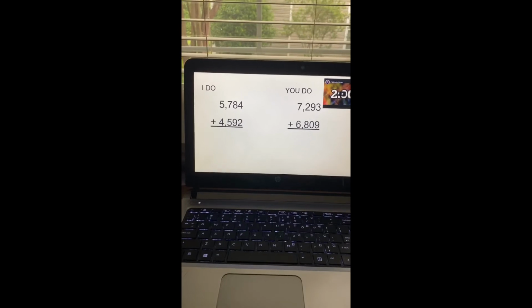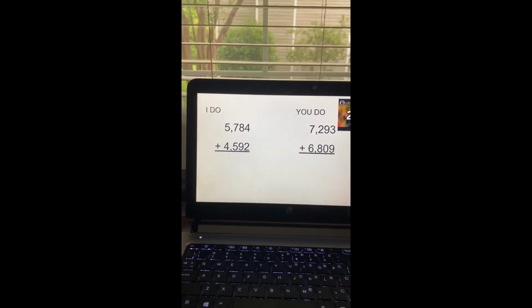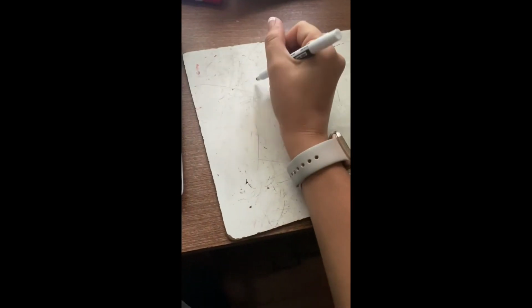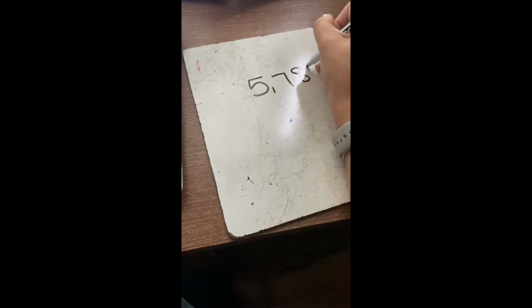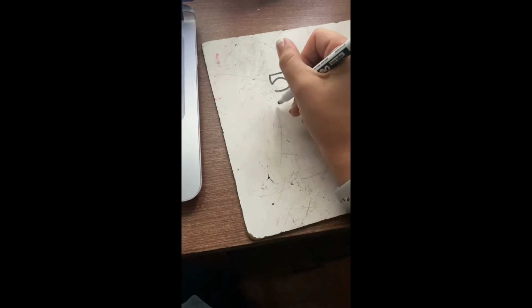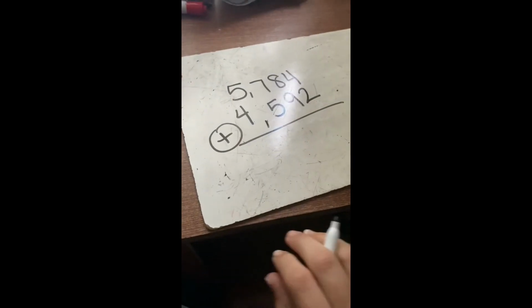So real quickly, I'm going to solve this problem. 5,784 plus 4,592. On my paper I'm writing 5,784. And I line up my numbers right underneath. 4,000 goes in the 4,000s place, then 592. And we're adding, so I put my symbol right there.